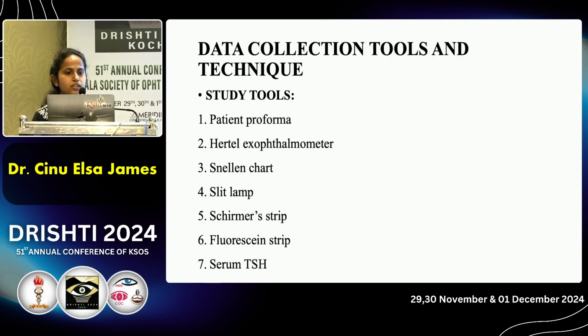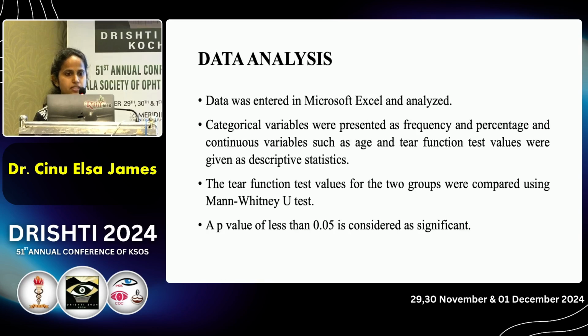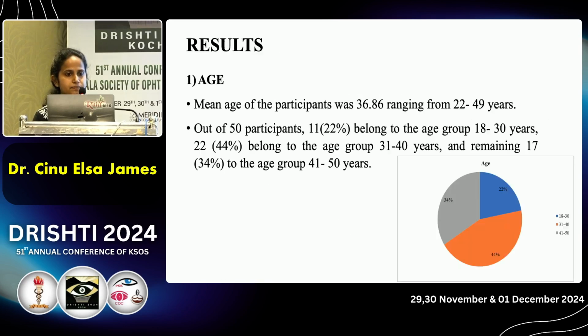The study tools were Hertel's exophthalmometer, Snellen's chart, slit lamp, Schirmer strip, fluorescein strip, and serum TSH was analyzed. The outcome measurements mainly assessed the tear film breakup time, Schirmer's test, intraocular pressure, and proptosis. Then the data was analyzed.